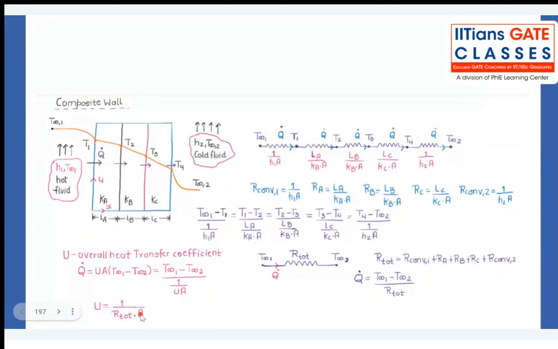Is this clear? Anyone having any doubt what I am doing here? Any doubt? Ask if it is not clear. I can spend some time, not a problem. Clear to everyone? Or do you want me to spend more time here? Okay, let's go ahead.